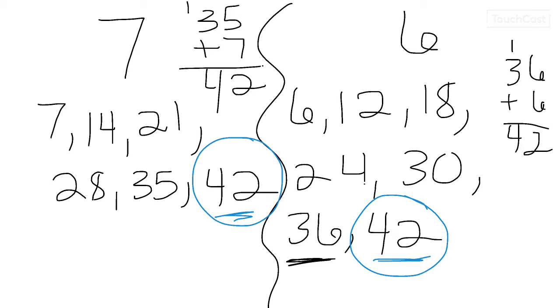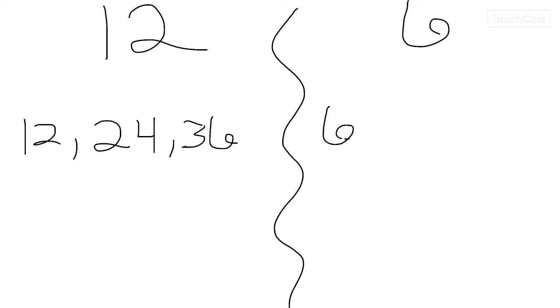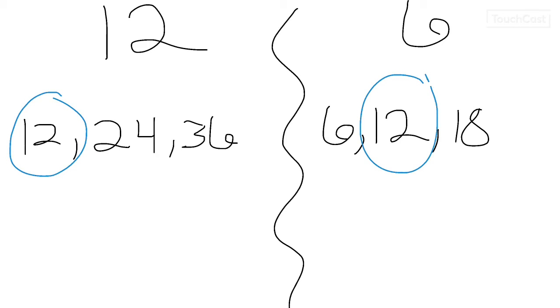Now, let's try one last one, and again, you could try this one on your own also. Let's try the least common multiple of 12 and 6. Now, some kids are able to see right away the answer to this one, and some kids aren't, and either way is fine. So let's go ahead and start by listing our multiples. 12, 24, 36. Then I'm going to come over here and do my 6s. 6, 12, 18. And look at that. I've actually already found my least common multiple, and it is 12.